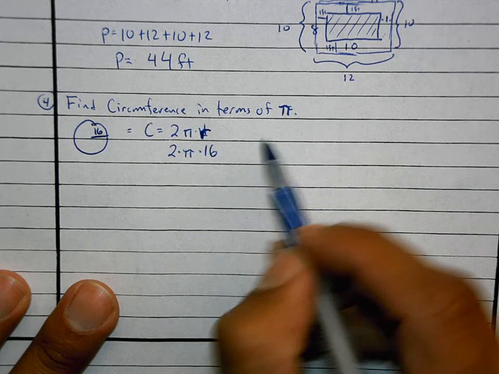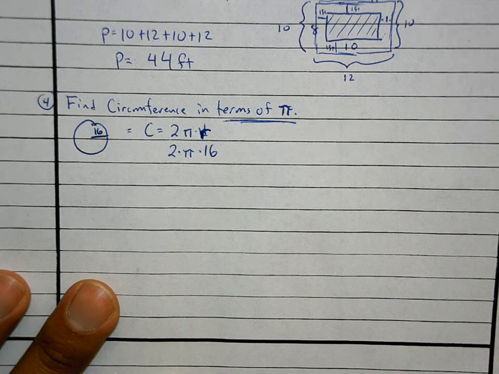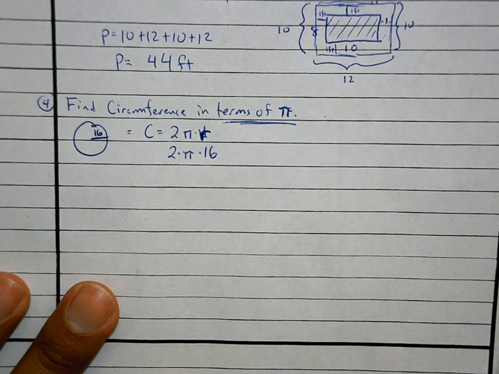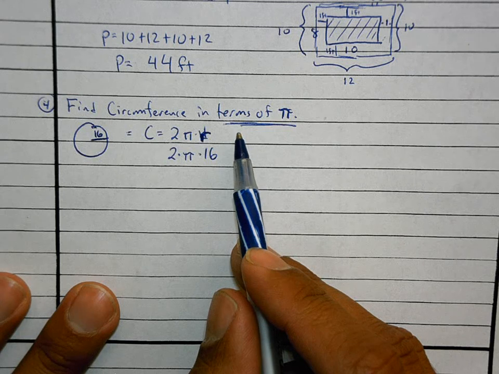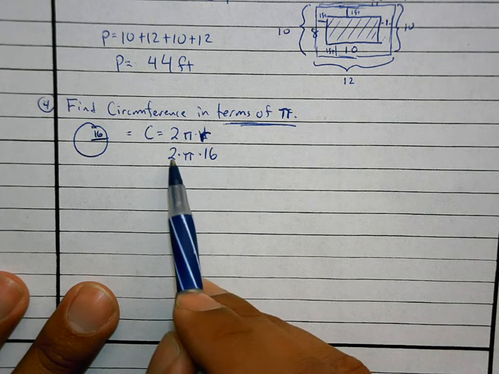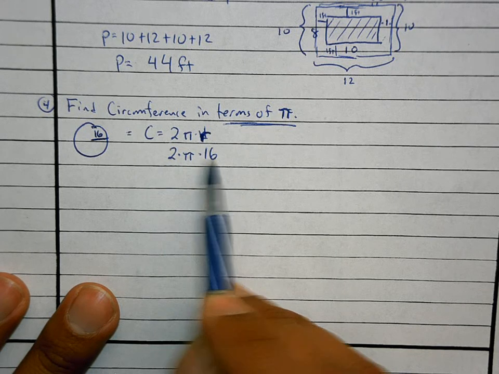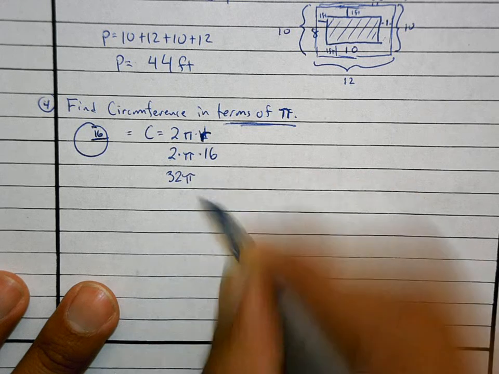And this is what lets us do something. When it says circumference in terms of pi, they're telling you don't plug in 3.14159, all that stuff, as the decimal. Leave your answer with a pi in it. Okay? That's what it means. So I have 2 times pi times 16. I'm going to do the 2 times the 16. Do you know what 2 times 16 is? And then times pi, I'm just going to leave it like this, 32 pi.